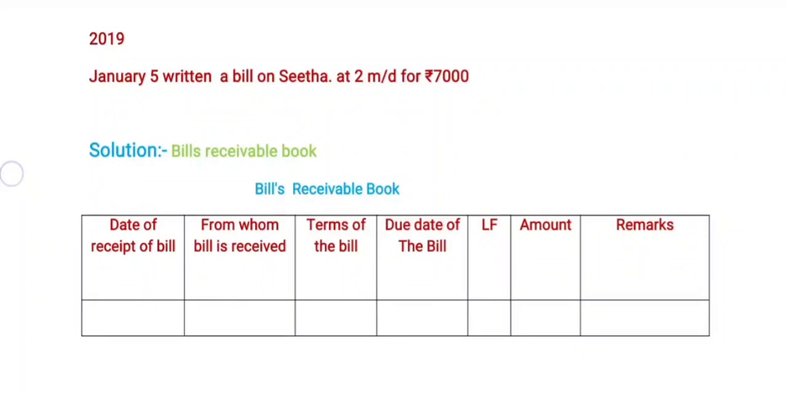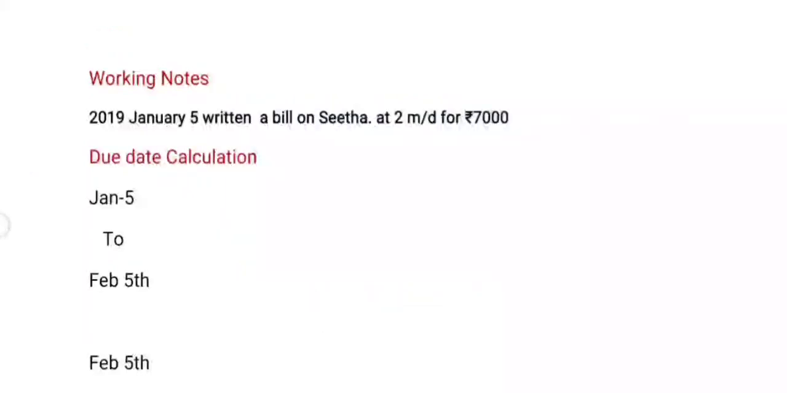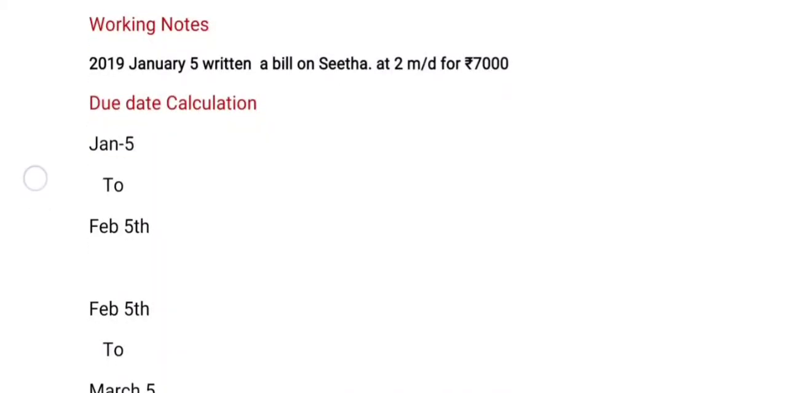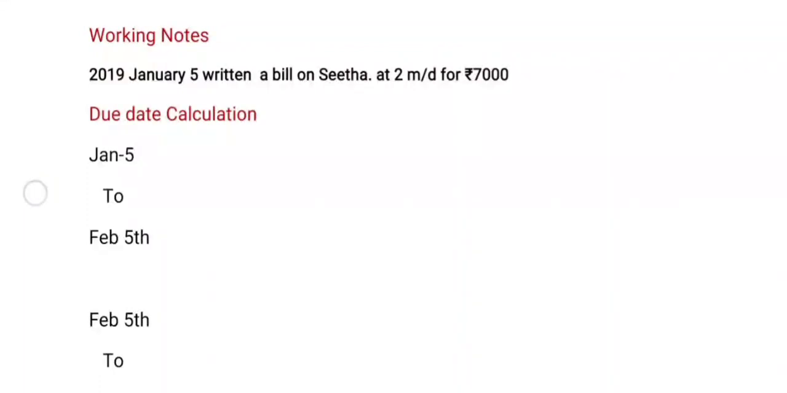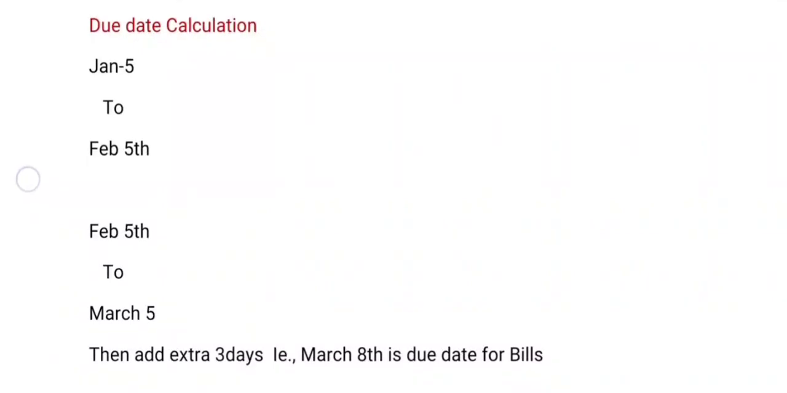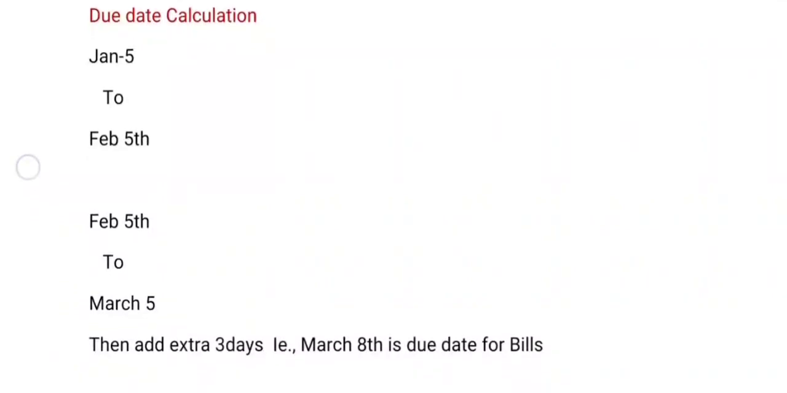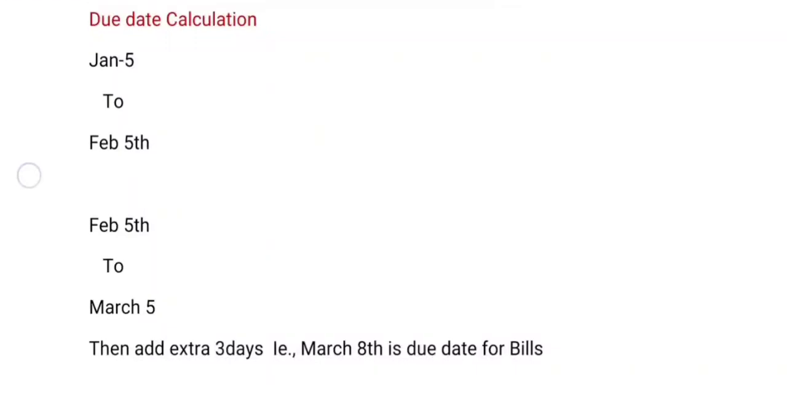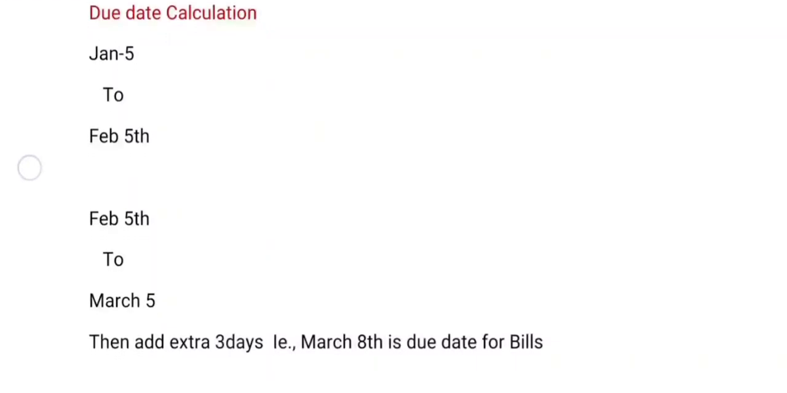Now coming to the calculation of due date. Here it is in working notes for the particular transaction. It is 2019 January 5, written a bill on Sita at 2 months for rupees 7,000. Here the due date is calculated: Jan 5 to Feb 5 is 1 month, and Feb 5th to March 5th is 2 months. Actually this is the due date of the bill, but according to norms and rules, give extra 3 days.